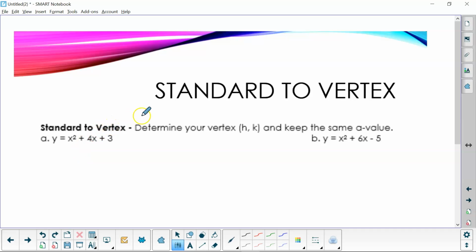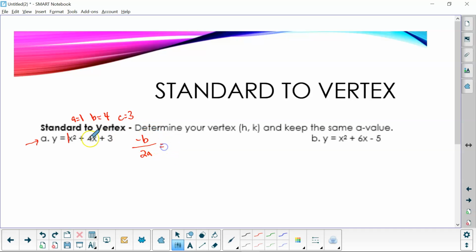Finally, from standard to vertex form, we're going to find our vertex h, k and keep the same a value. Well, my a value here is 1, so a equals 1. To find my vertex, I use negative b over 2a. Here a equals 1, b equals 4, and c equals 3. We had to do this when we were using the quadratic formula, but this will give me my vertex.